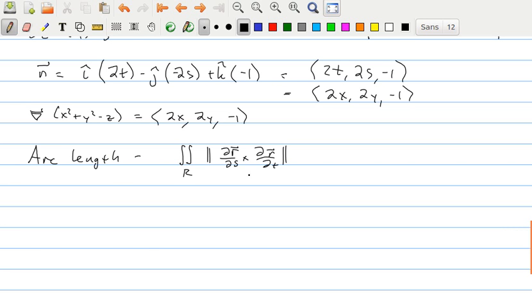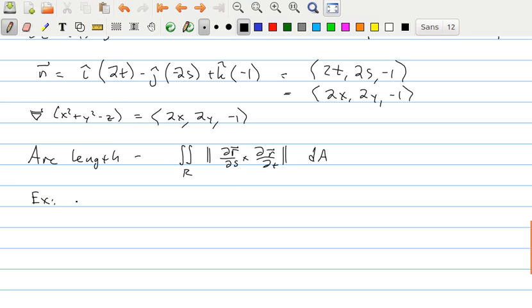And because we're taking the magnitude of this, with respect to area, it really doesn't matter which partial derivative you take first, whether you decided to take t or s. Because we have the magnitude in there, that'll take care of it. So let's look at an example.